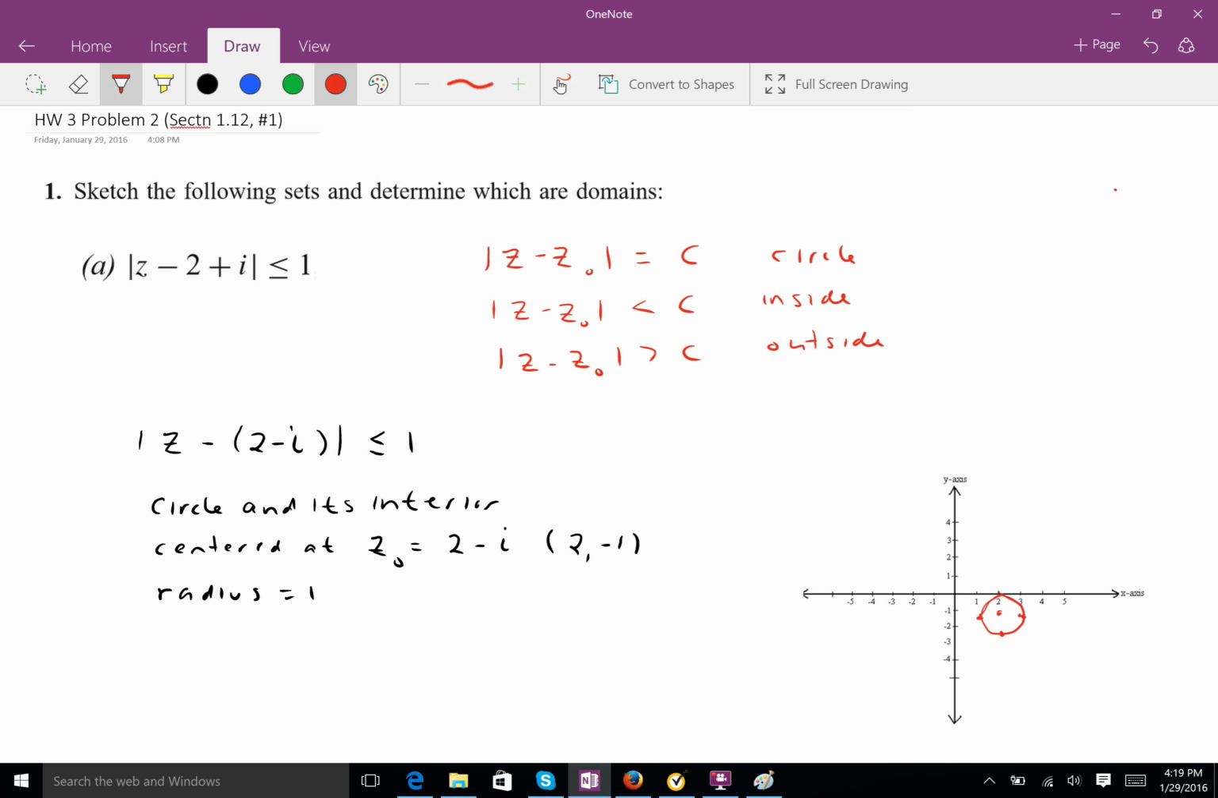It's usually not a bad idea when you draw a circle to label these 4 points, okay? So this is going to be at the point (3, -1) here. This will be the point (2, -2) here. This will be the point (1, -1). And finally, this will be the point (2, 0). Okay, good. All right, let's look at the second problem.